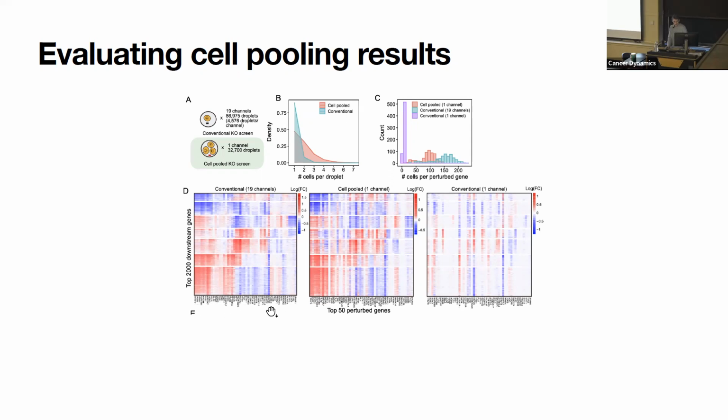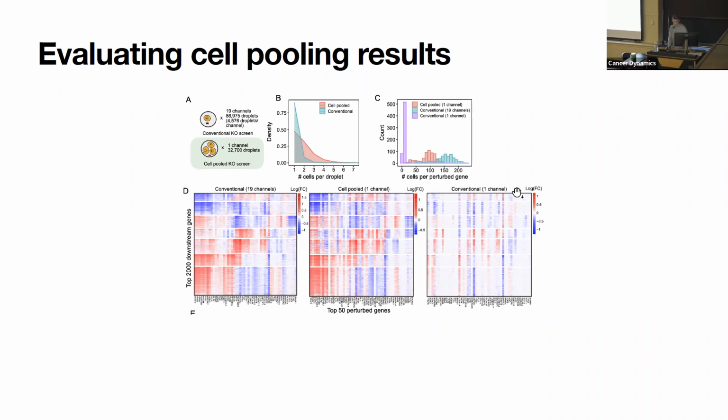So we can compare first, at a high level, a picture of the regulatory effects that we learned. I'm showing you here on the x-axis, in each column of this heat map, a different perturbed gene. We're focusing on 50 of the genes from our set of 600 that had the strongest effects genome-wide. And every row in this heat map is an expressed gene in the genome that was regulated by lots of different perturbations. So this is just a global heat map of the regulatory effects that we learned from the conventional data with 19 channels of 10x sequencing. Here's what we learned from a single channel of a cell pooled experiment.